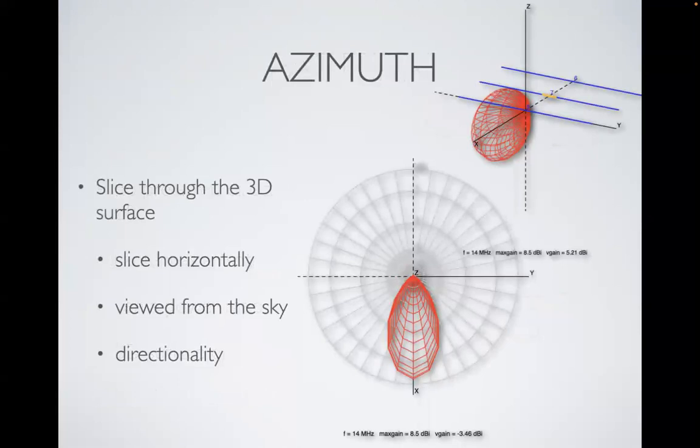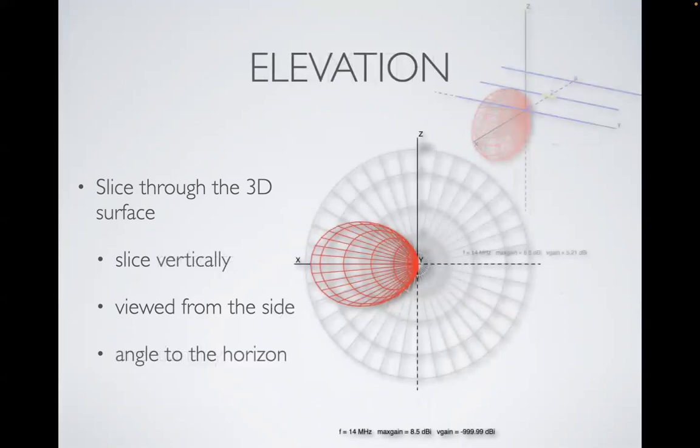There are two slices of this pattern that we tend to look at. We take a slice through that 3D surface. If we slice it horizontally, we get what's called the azimuth pattern. That's as if you're looking down on the antenna. How does the pattern vary as we go around in a circle, looking down from the sky into that horizontal slice? And then there's the elevation pattern, and that is slicing it vertically. So we have this 3D structure, and we slice it vertically and view it from the side, and then we can see how the energy varies from top to bottom.